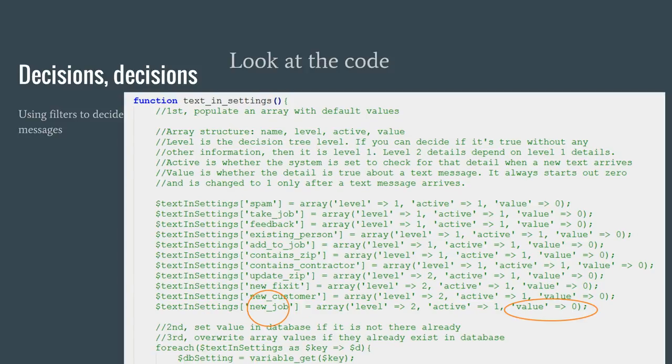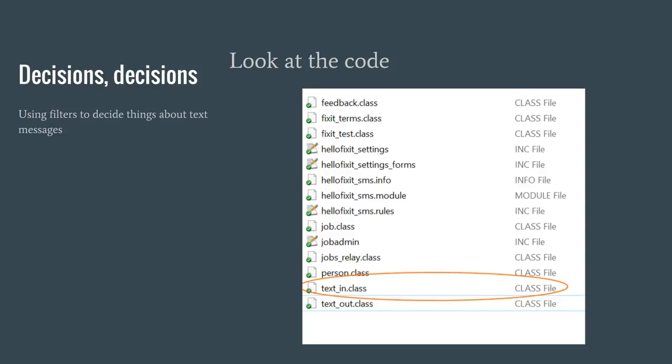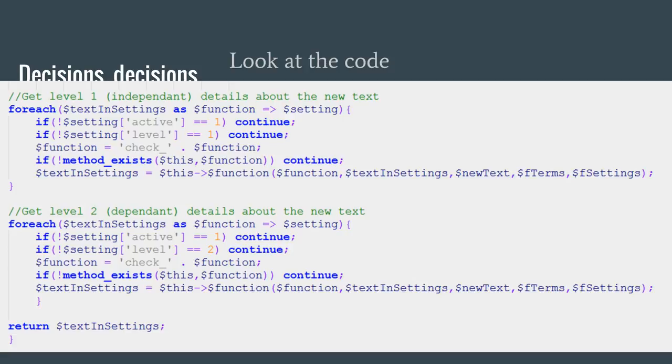And what happens if the system decides that it's a new job is that it sets the value in the array to 1. All right, well, that's great, but how does that get executed? Well, we have a class for texts coming in. So if new text comes in, this class gets instantiated and boom. Here is where all the action happens.